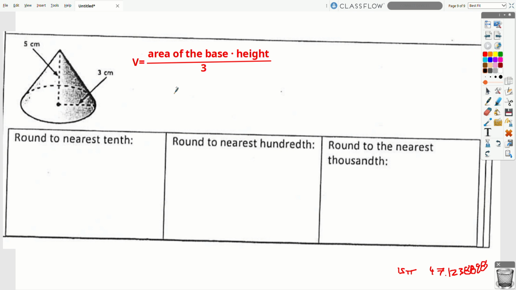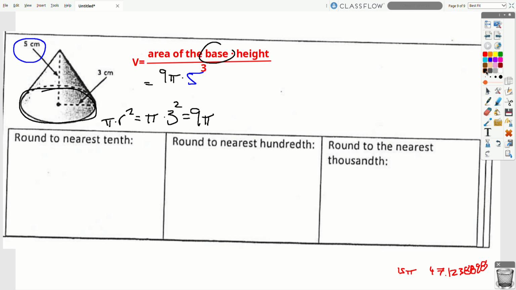Lastly, area of the base. This is a circle. Area of a circle is pi multiplied by the radius squared. The radius is 3 squared, giving us 9 pi. So that's area of the circle. It's going to be that portion. Multiply that by 5. And then we divide that all by 3. So that gives us 9 multiplied by 5 is 45 pi. Divide that by 3, giving us 15 pi centimeters cubed.